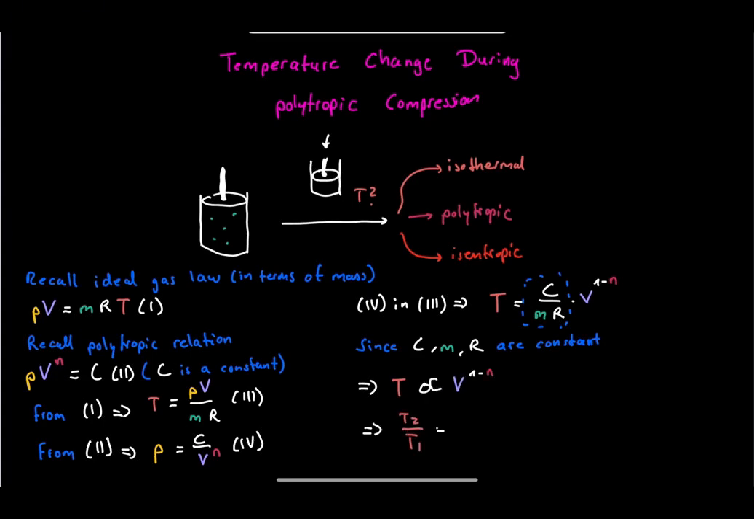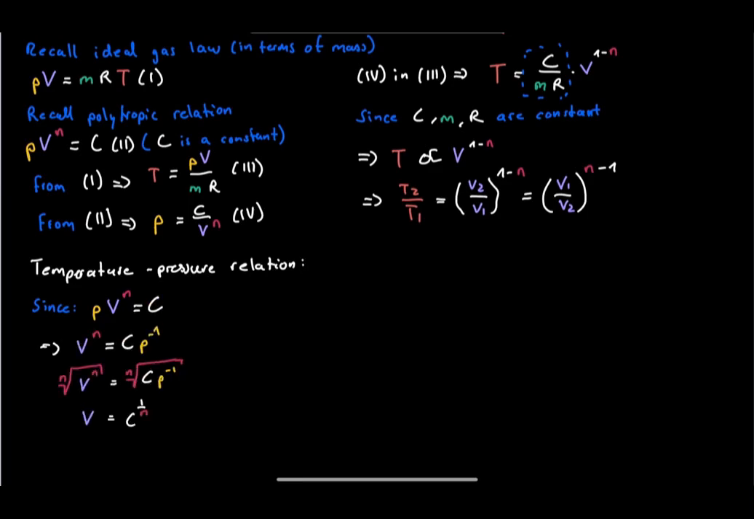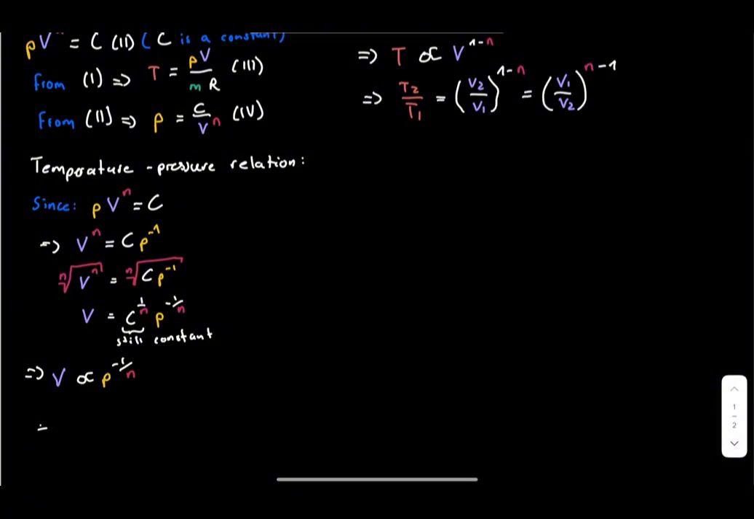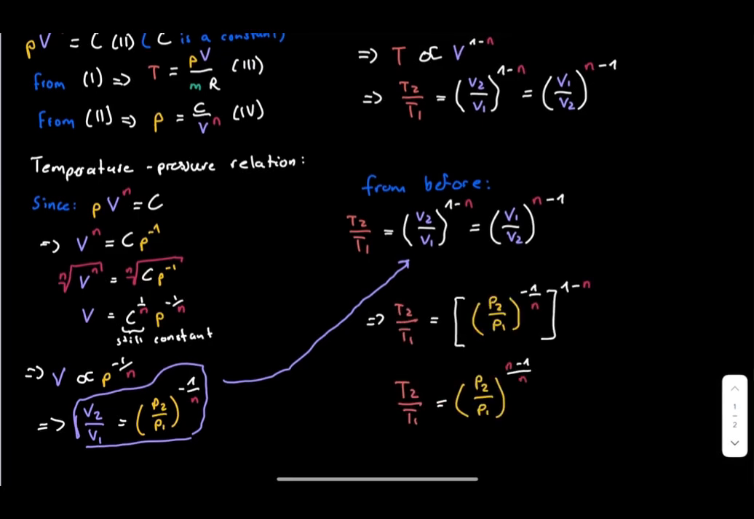This gives the relation T2 over T1 equals V1 over V2 raised to the power n minus 1. So if the volume decreases during compression, the temperature rises. Now we can also write the relation using pressure. From P times V to the power n equals constant, volume is proportional to pressure to the power minus 1 over n. If we insert this into the temperature relation, we get T2 over T1 equals P2 over P1 raised to the power n minus 1 over n. This equation tells us exactly how strongly the temperature rises during compression.